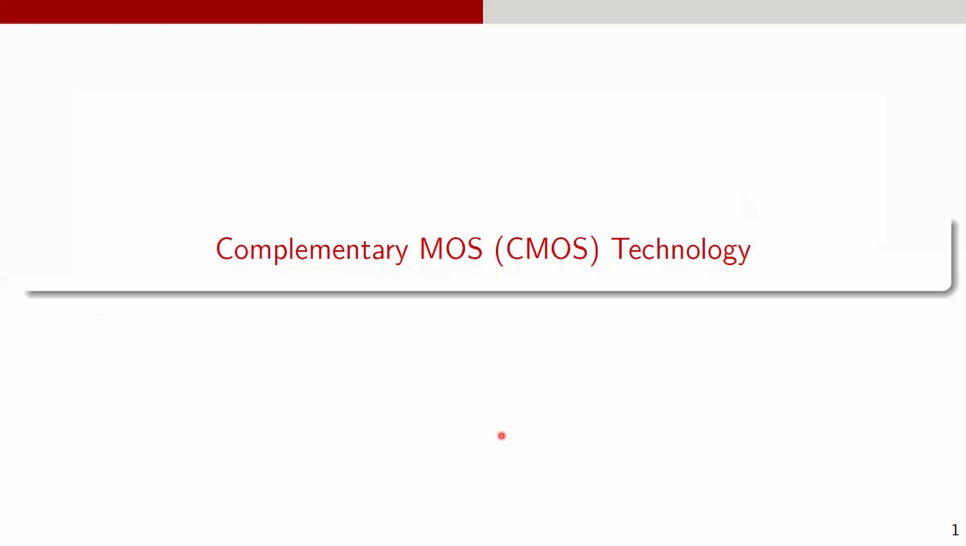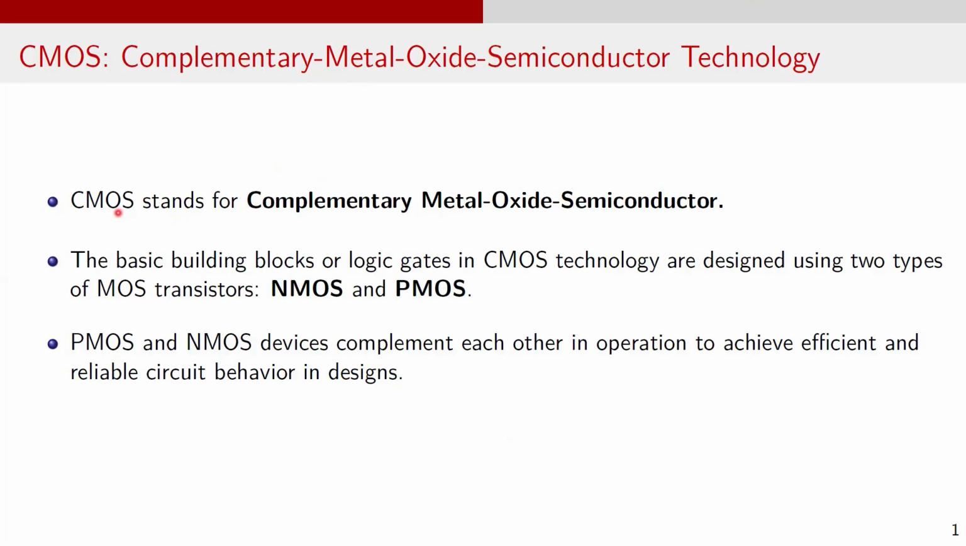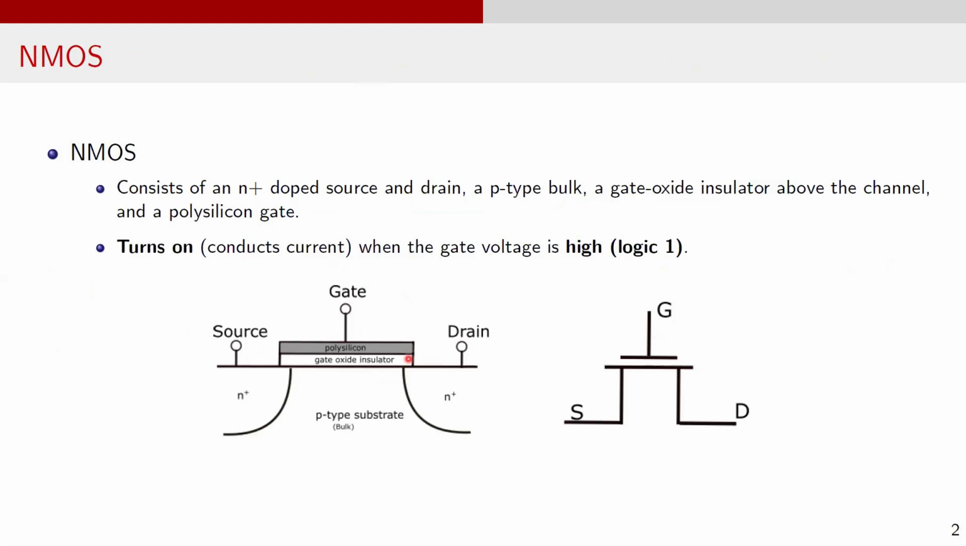Hello everyone. In this video, I'll discuss the basics of the CMOS technology. The acronym or short form CMOS stands for Complementary Metal Oxide Semiconductor. In this technology, the basic building blocks or logic gates are designed using two types of MOS transistors, NMOS and PMOS. These two types of transistors complement each other in operation, and this is why this technology is called complementary MOS technology. Let's understand the complementary operation of NMOS and PMOS.